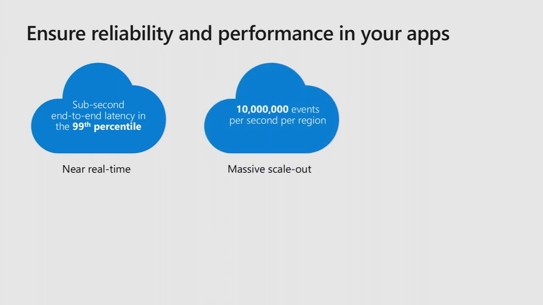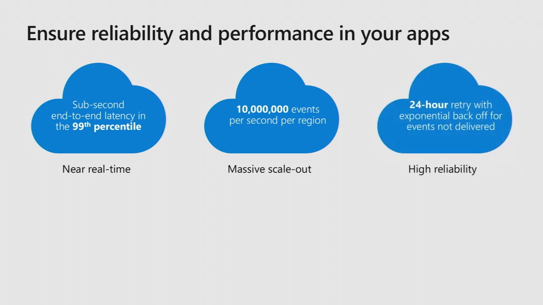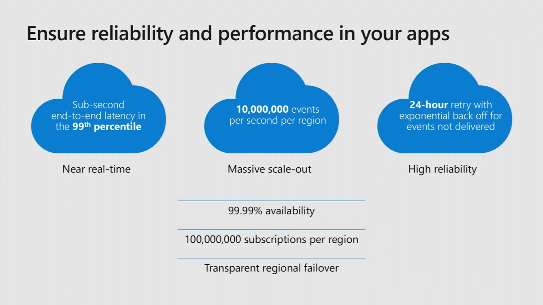This will handle 10 million events per second per region. It'll do a 24-hour retry, but again, if it can't get delivered within the 24 hours, there's an option to have a dead letter queue that it deposits so you can pick it up later. And then you have 4 nines availability, 100 million subscriptions per region, and it does all the failover internally for you.